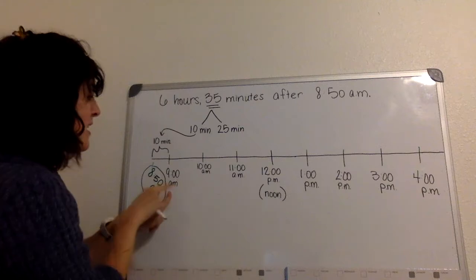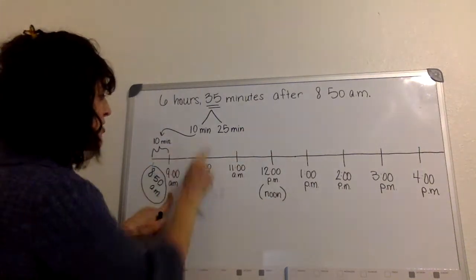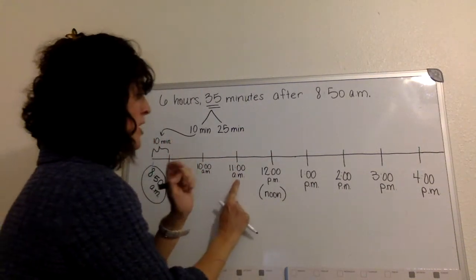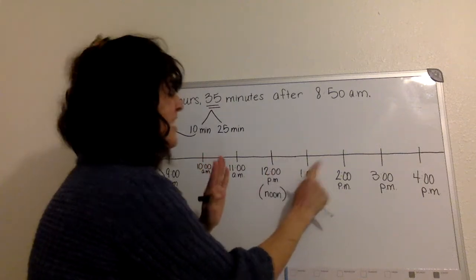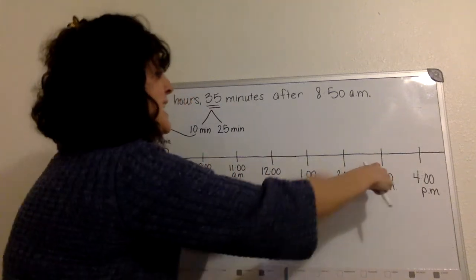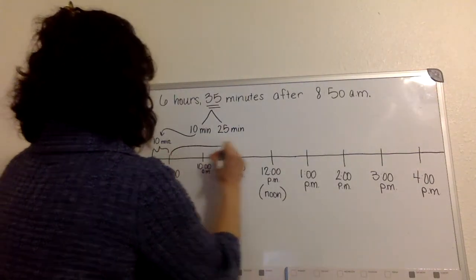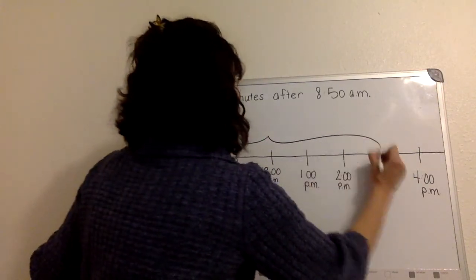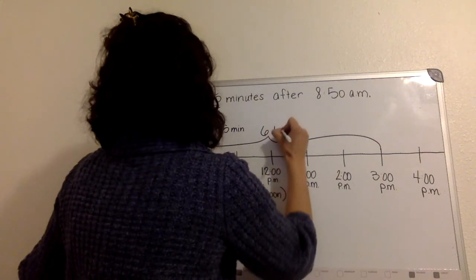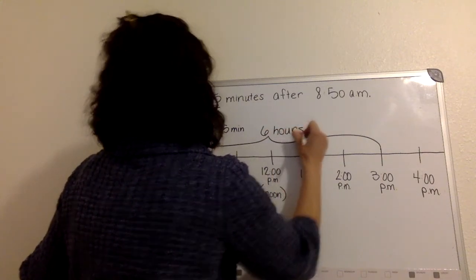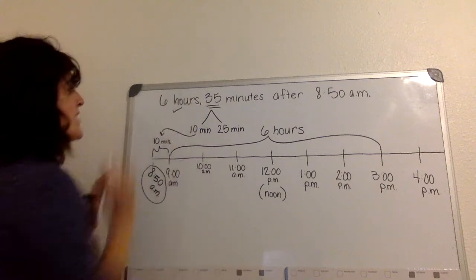We start at 9. Let's jump 6 hours. Here's 1, 2, 3, 4, 5, 6. 6 hours brings us to 3 o'clock p.m. All right, so this all the way over here is 6 hours. So we've got the 6 hours taken care of.